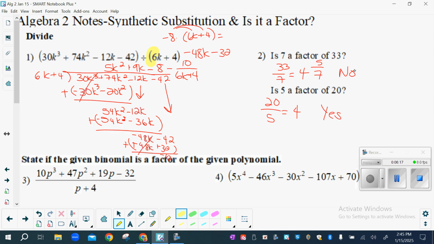So what's the reason that this one is not a factor? We're going to use this today. That's right. When we divide it, it's not a whole number. We have a remainder. It just can't go in evenly.